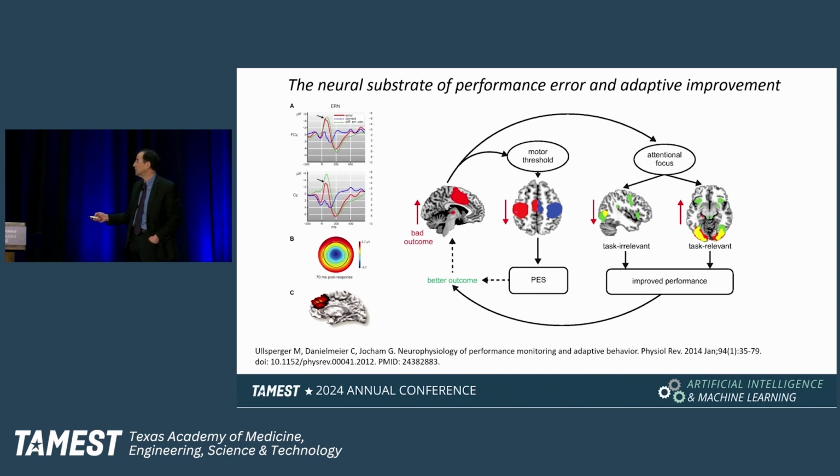Here's a recent review of the error potential that then feeds back to look at attention mechanisms. I have to attend to the error and attend to what I'm doing to focus on correcting it. And then correcting to get better outcomes. And this is part of a learning adaptive mechanism that the human brain uses to improve performance.